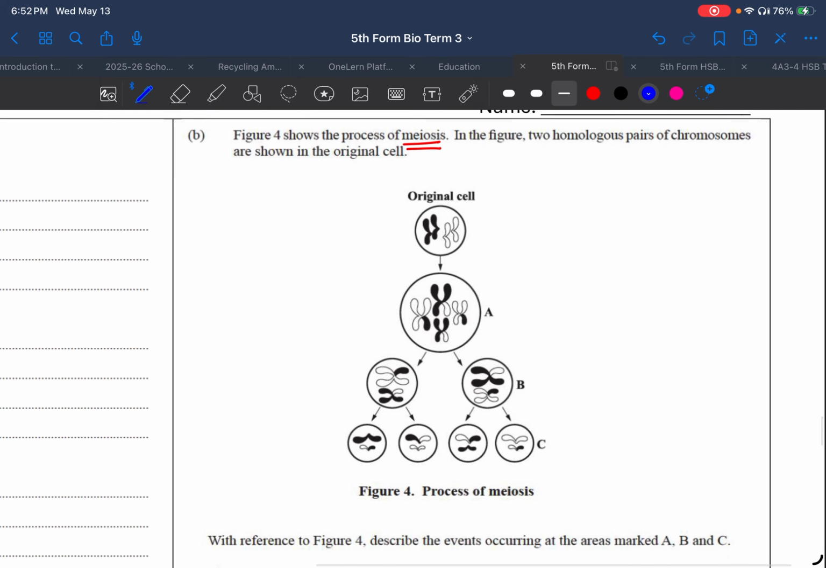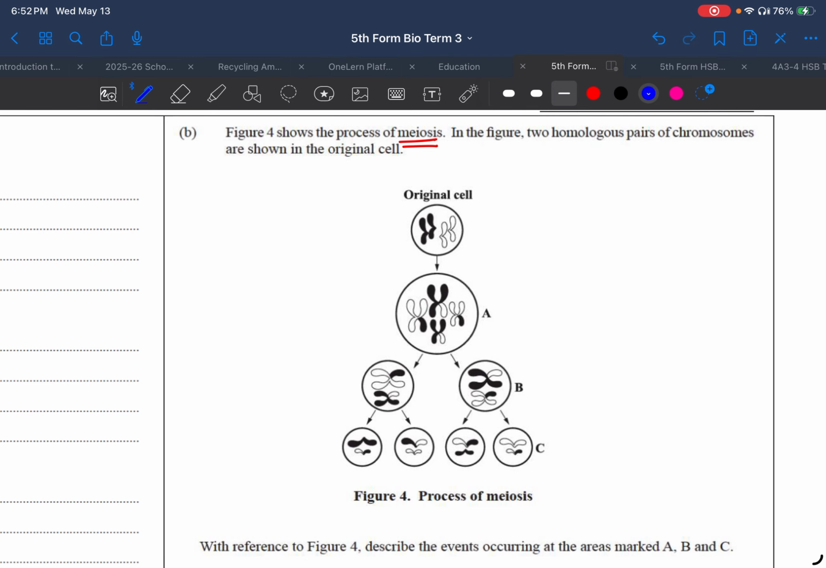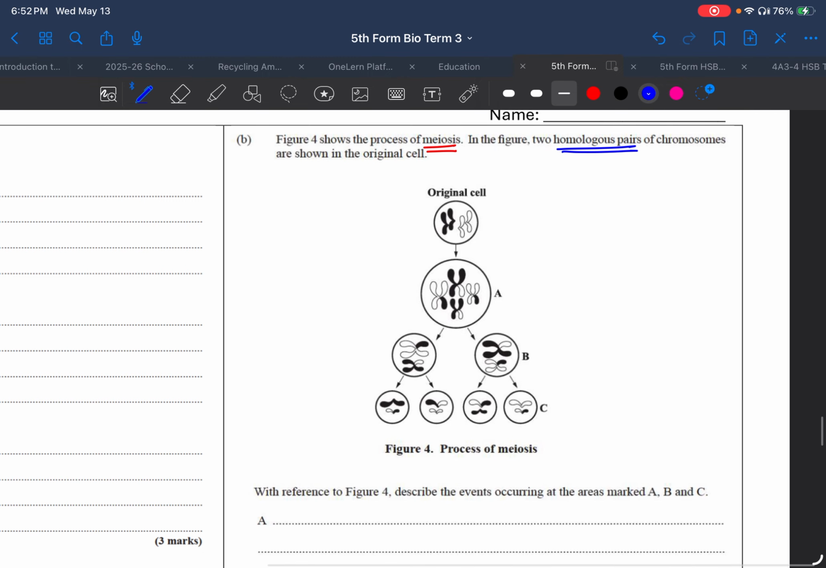Now meiosis is different in that in the figure 2 homologous pairs of chromosomes are shown in the original cell. So remember we said homologous means same, so you see these two are the same color and size, these two are the same color and size. One from father, one from mother, one from father, one from mother. Now observe the diagram before you jump into the question. What you see happening here at A? You see that crossing over that I was talking about, the mixing of genes. So the homologous chromosomes actually swapped some genes between themselves.